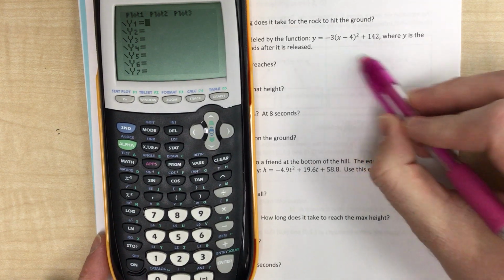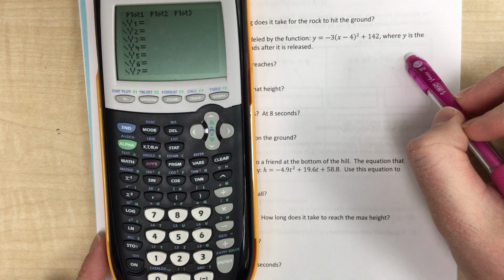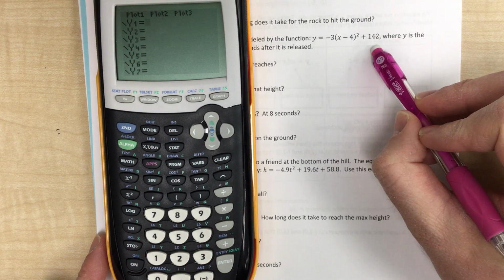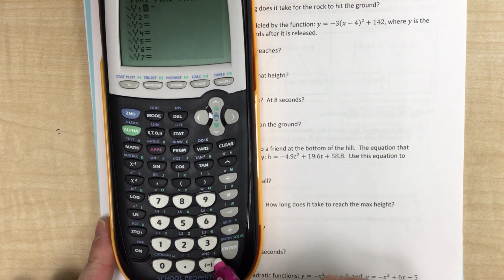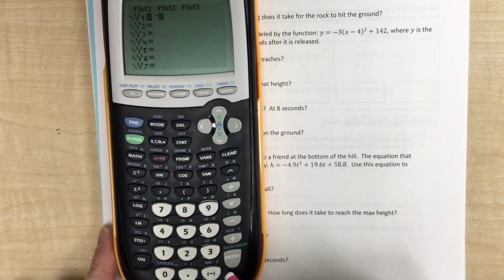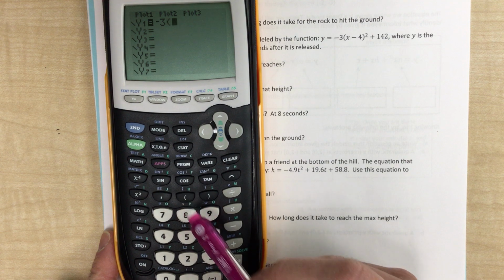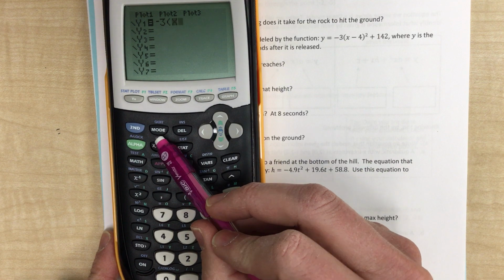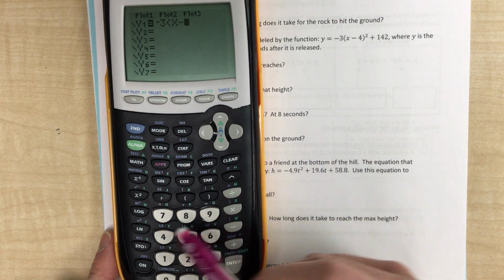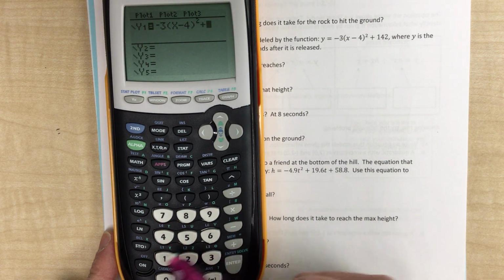And we're going to put in our equation. So what form is this equation? This is vertex form. We don't need to switch it into a different form. We can plug it in just how it is now. So we'll do negative. Make sure we do negative instead of subtraction. If we have a leading negative, it's got to be a negative, not a minus. So we'll do -3 parenthesis x. Again, this is our variable button, the X,T,theta,n. That's our variable button. Then x - 4 close parenthesis squared, and then plus 142.